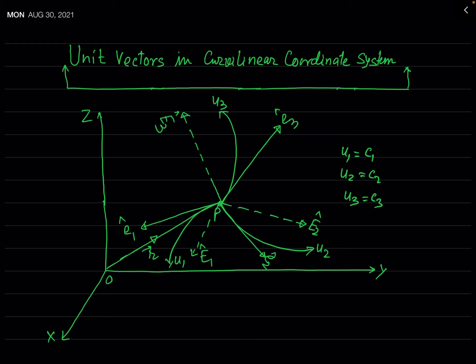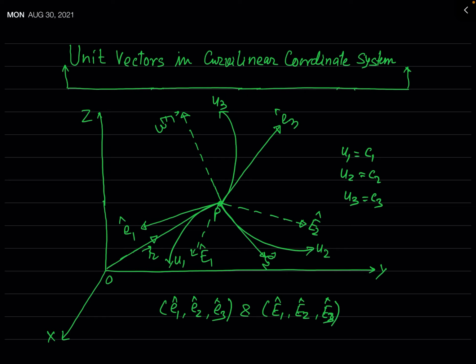Now, in a curvilinear coordinate system in general, there exist two sets of unit vectors. You can see in this figure, the first set of unit vectors is denoted by the symbols small e1 hat, small e2 hat, and small e3 hat. The other set of unit vectors is denoted by the symbols capital E1 hat, capital E2 hat, and capital E3 hat, as you can see in this figure.